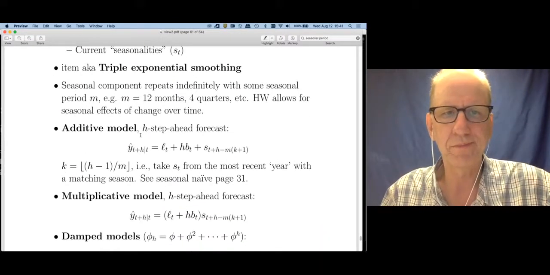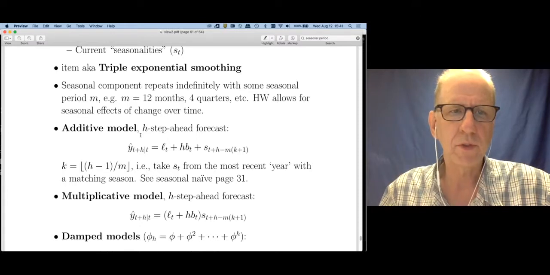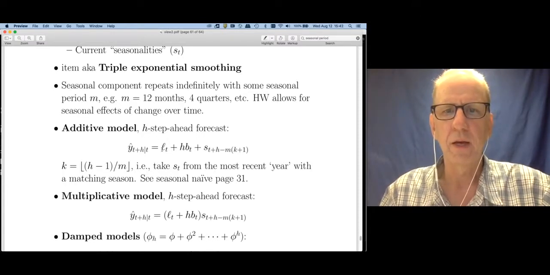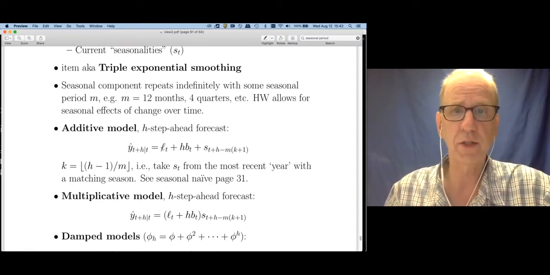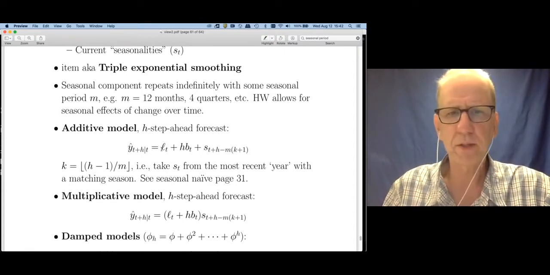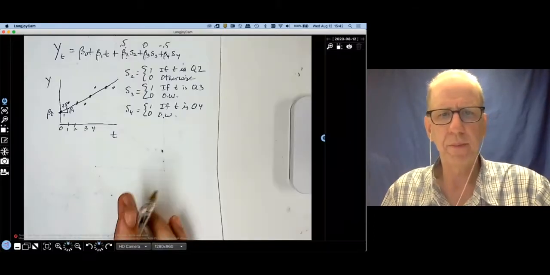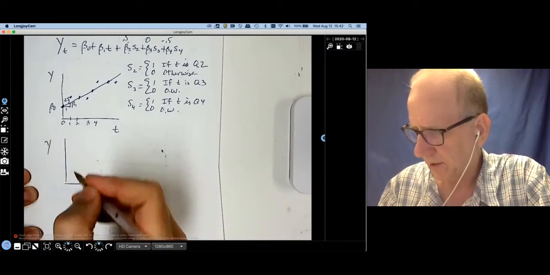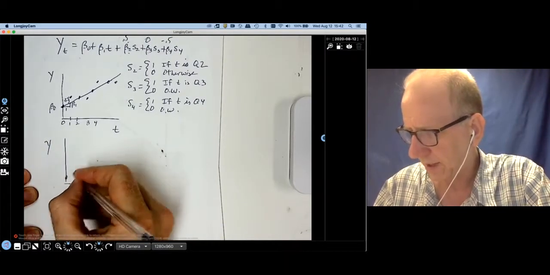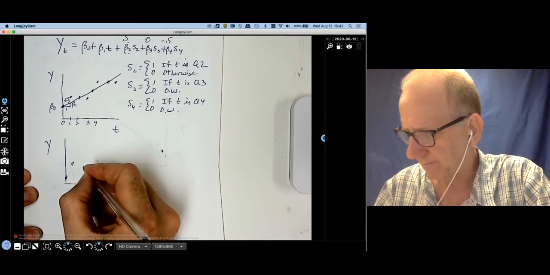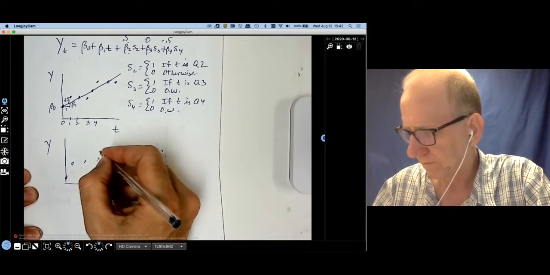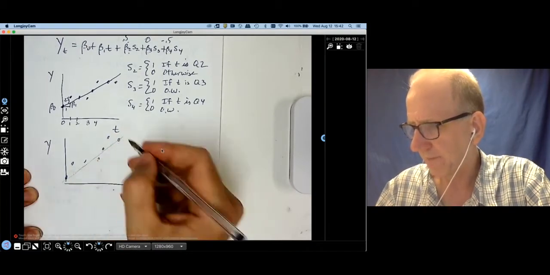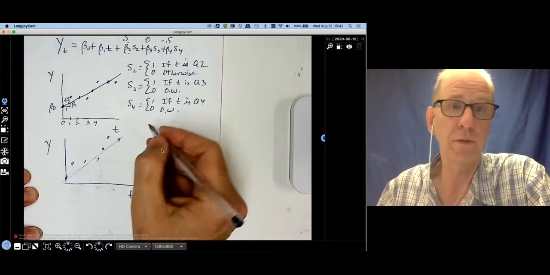additive model. So there's actually several versions of Holt-Winters. The Holt-Winters additive model looks a lot like the regression equation that I just scribbled out. But let's go back to my scratch pad here. So this is t, this is y, and let's just say my data looks something like this. All right, and so maybe I've estimated some line, and now I want to forecast into the future.